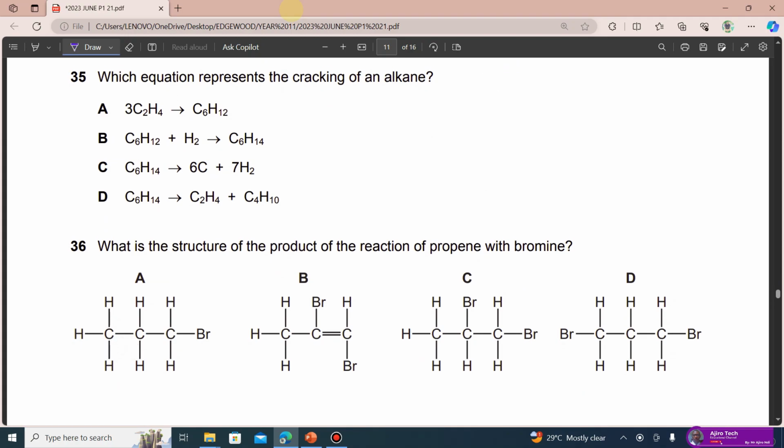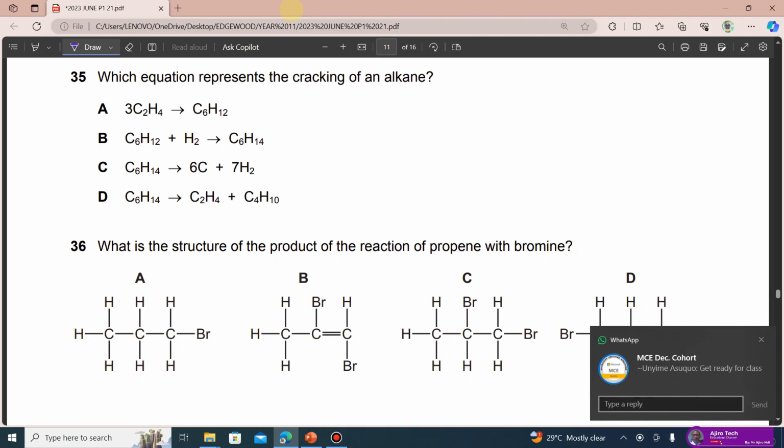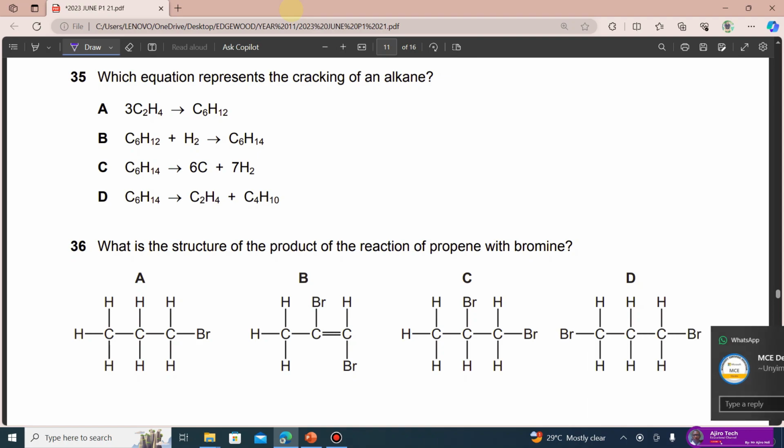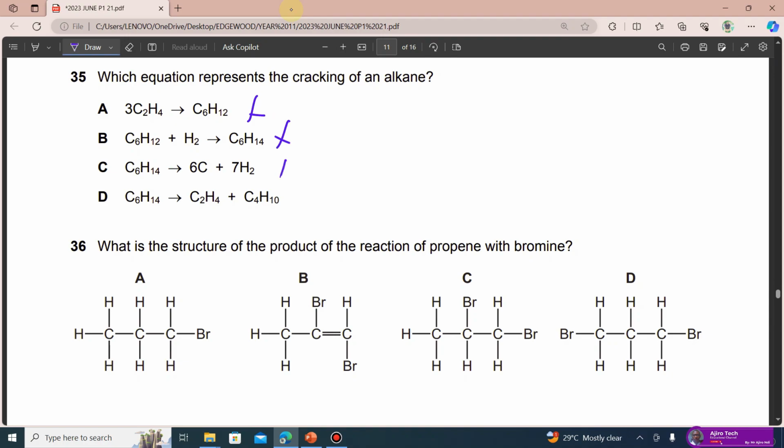35. Which equation represents the cracking of an alkane? Now, when you crack an alkane, two likely products you're going to obtain are an alkene and a smaller alkane. So if you look at these options, this is off. You're supposed to have two products, so that's off. This is the correct one because this is the alkane, this is the smaller alkane and this is the alkene. So this is D.